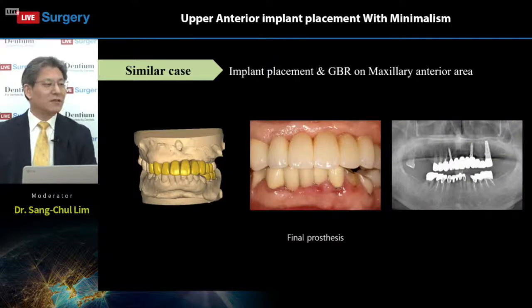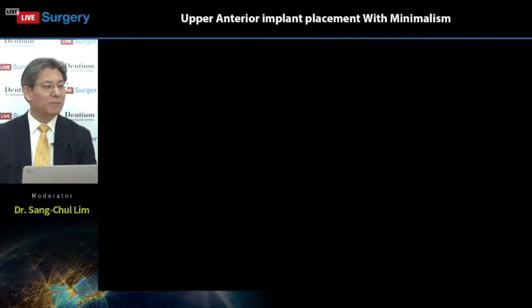Another similar case is finally all connected with a 3-implant supported fixed bridge, a long span splinted bridge, installed and achieved for the patient. Okay, so let's move to the surgery room. I think Dr. Chung is already prepared for the patient.